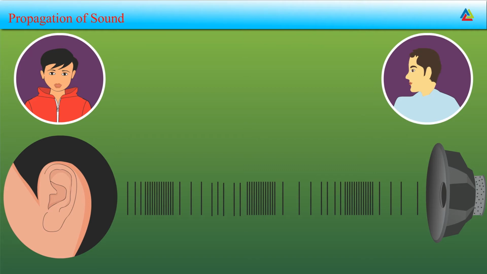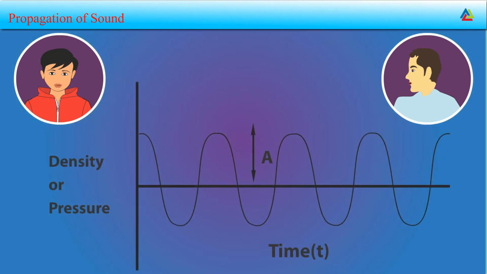Dad, are sound waves longitudinal or transverse? As you know, in sound waves, the particles do not move from one place to another, but they oscillate back and forth about their position. Also, these waves move in a direction parallel to the direction of propagation of disturbance. Hence, sound waves are longitudinal waves.